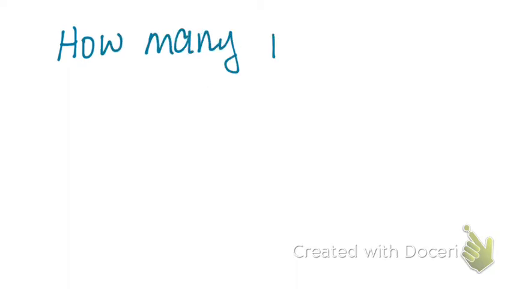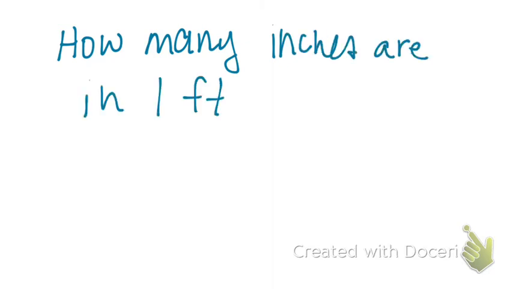So if I said, how many inches are in 1 foot? What would you tell me? 12. There's 12 inches in a foot. That's a unit conversion right there. Okay? Because we took the unit from being feet, 1 foot, to being now inches. Right? The unit is no longer feet. It's now in inches. So that's a unit conversion.